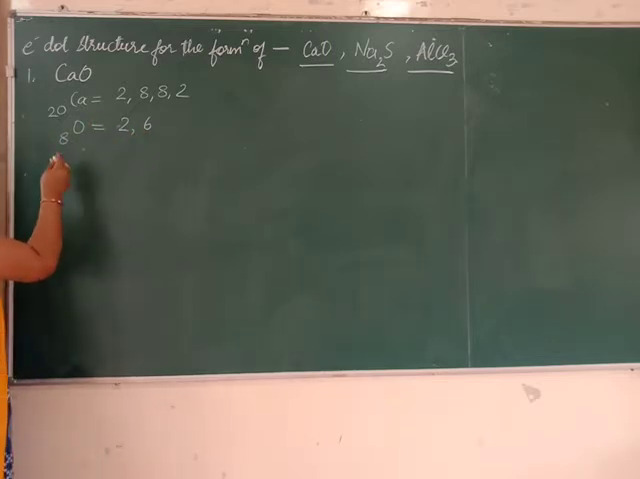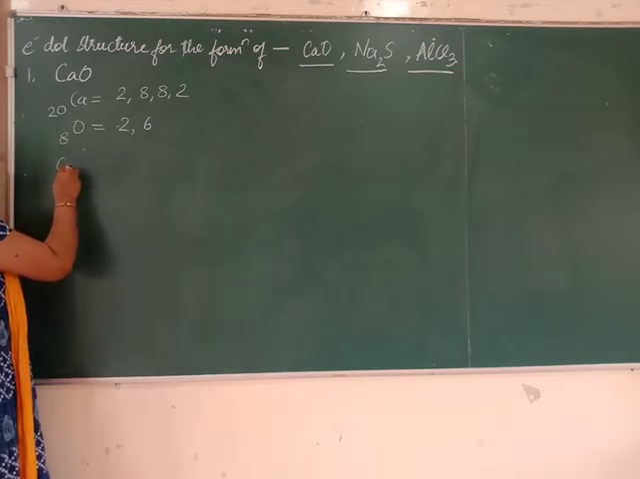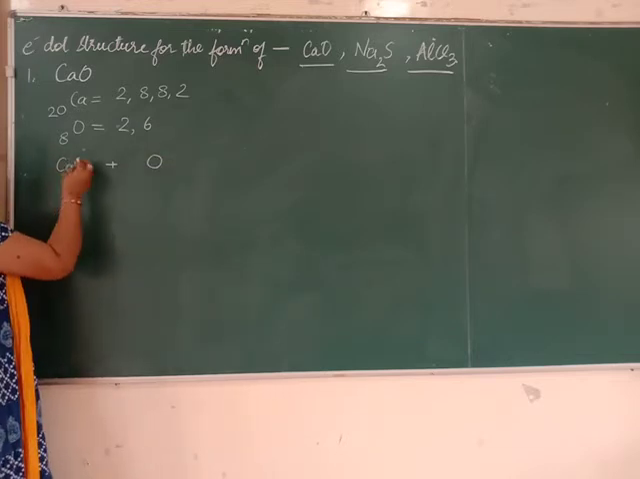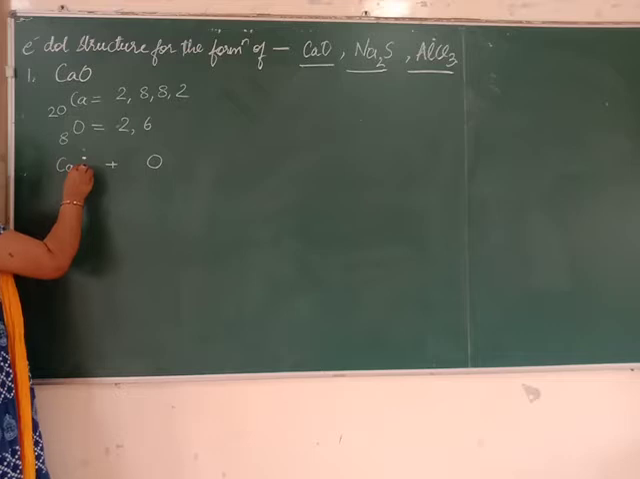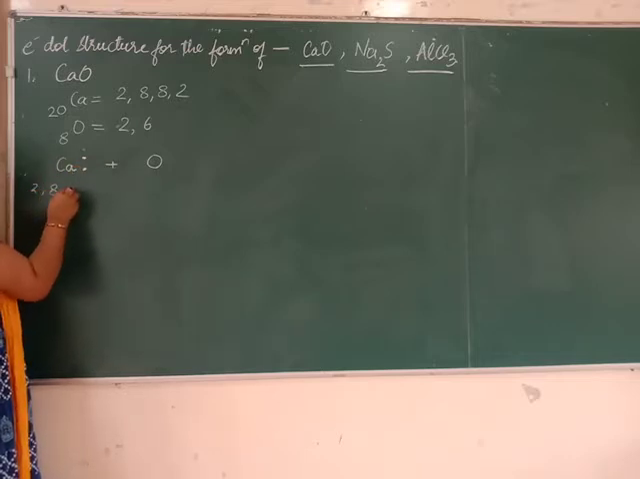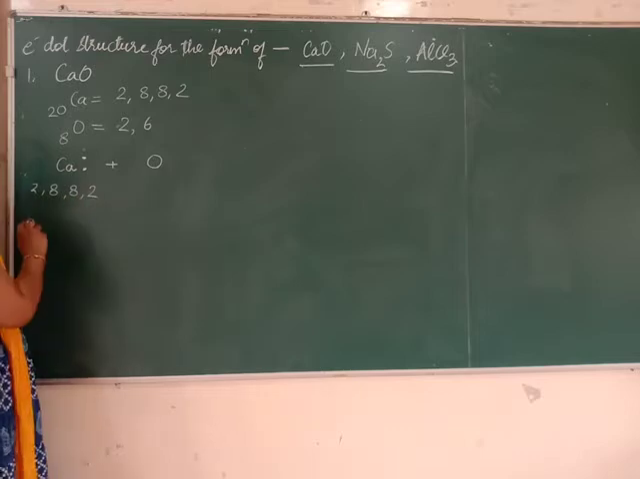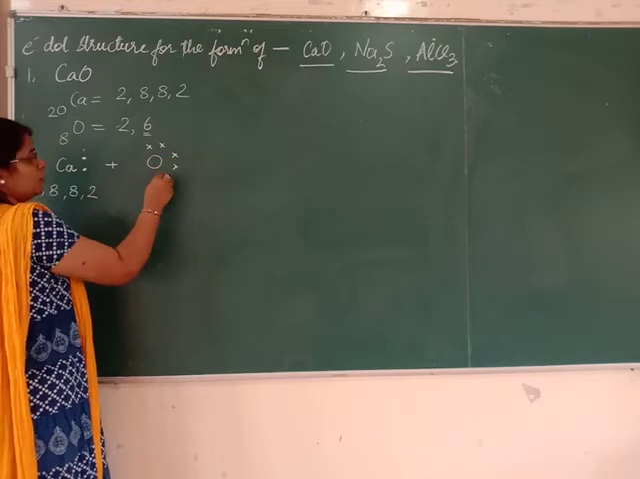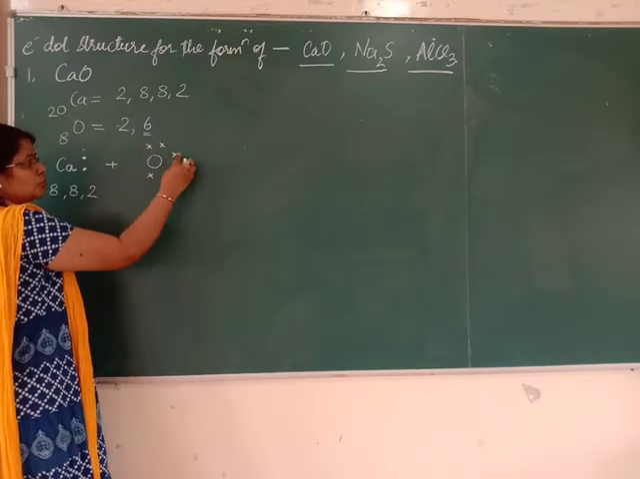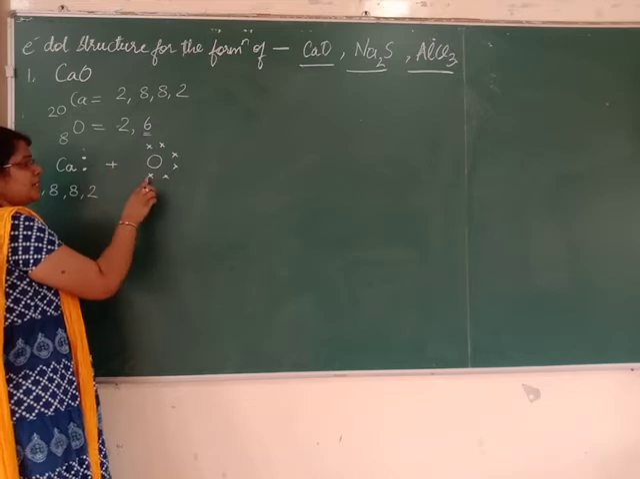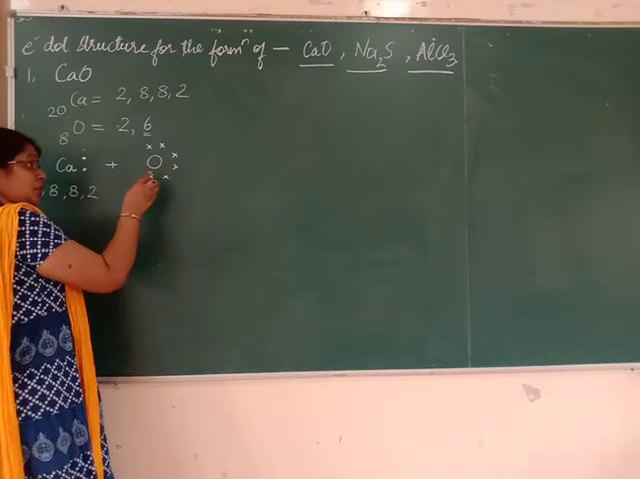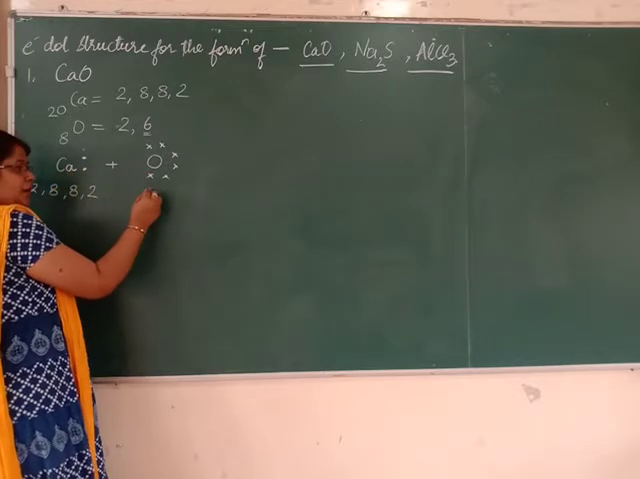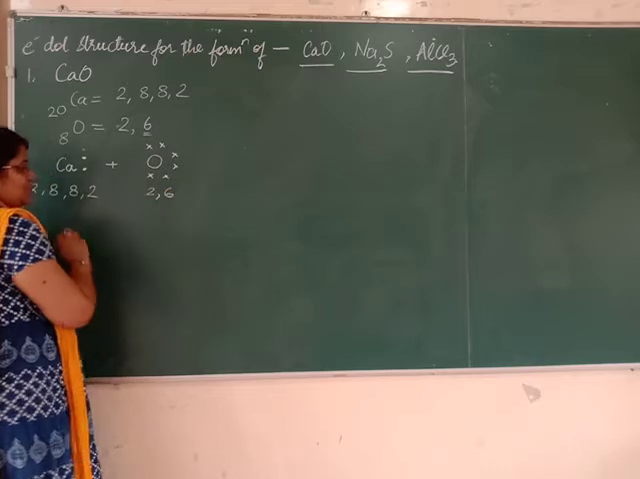Now children, again we are combining calcium and oxygen. Calcium contains 2 electrons in its outermost shell; its electronic configuration is 2, 8, 8, 2. Oxygen contains 6 electrons in the outermost shell: 1, 2, 3, 4, 5, 6. I am representing the electrons of oxygen by crosses and those of calcium by dots. Its electronic configuration is 2, 6.